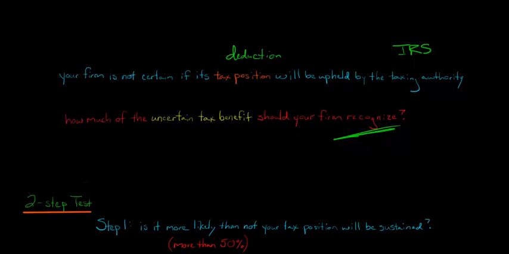The first step is, is it more likely than not? By more likely than not, we mean a likelihood of more than 50% chance. So is there a greater than 50% chance that your tax position, for example, a deduction, will be sustained? If you say there's only a 10% chance that the IRS is going to allow this deduction, you don't get to recognize any of the tax benefit. But if it's a greater than 50% chance, you do get to recognize some of the tax benefit.